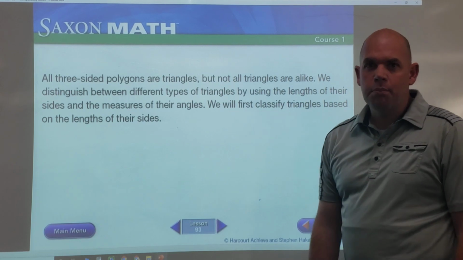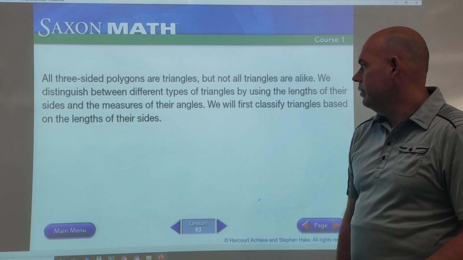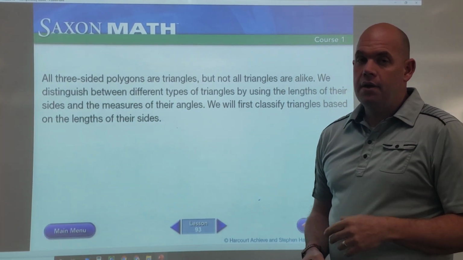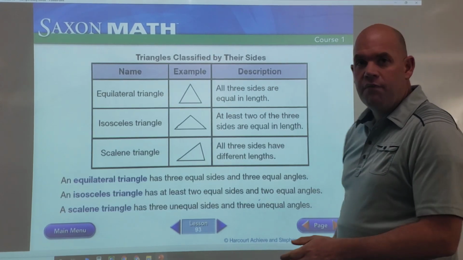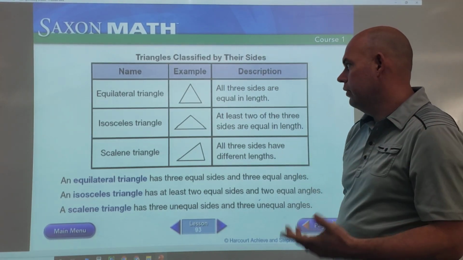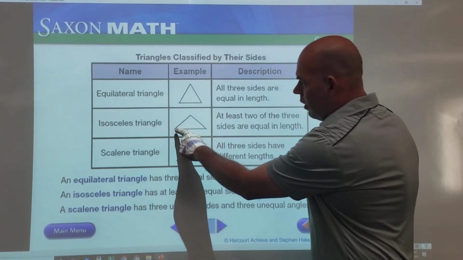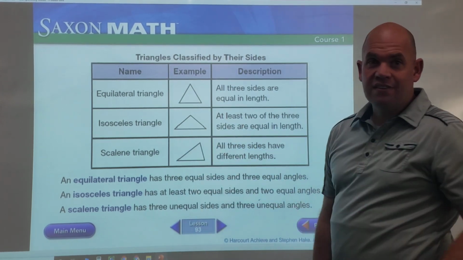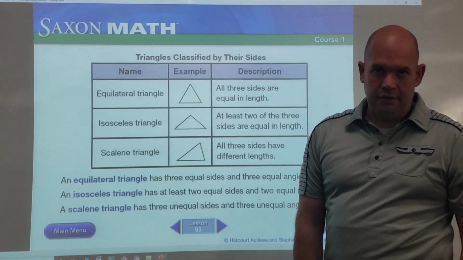All right, so all three-sided polygons are triangles, but not all triangles are the same. We can distinguish between them in one of two ways, either the length of their sides or the measurement of their angles. So first let's look at the length of the sides. If all the sides are exactly the same length, then you're going to have an equilateral triangle. If two of them are the same, and then there's one that's different, that's an isosceles triangle. And if all three sides are different lengths, that's a scalene.